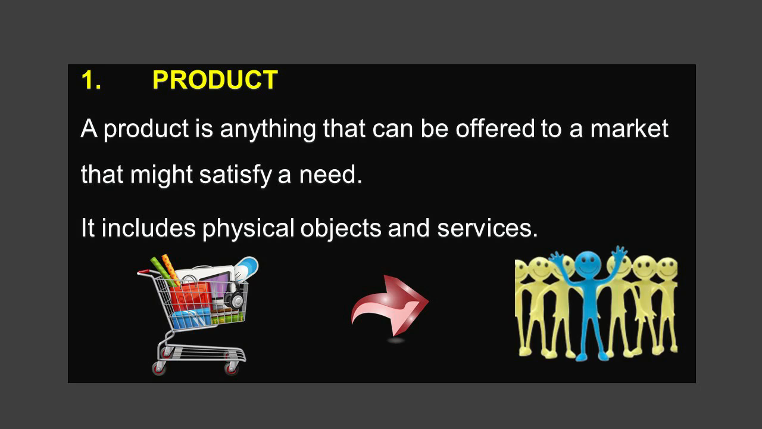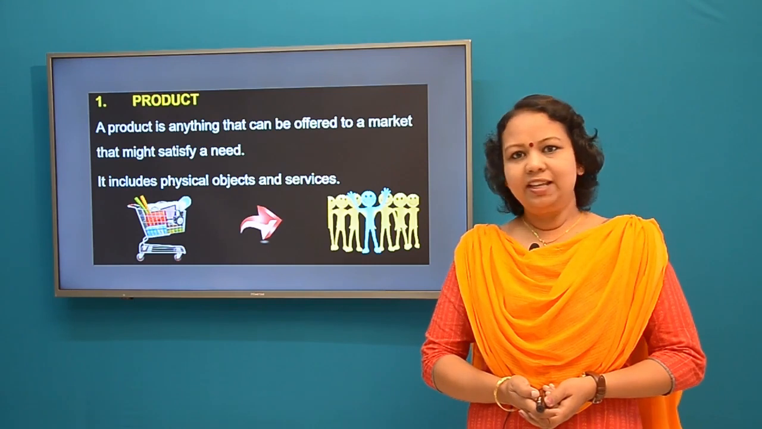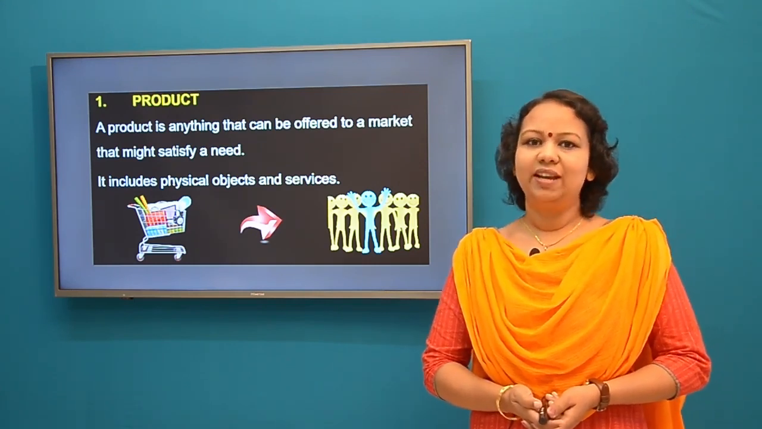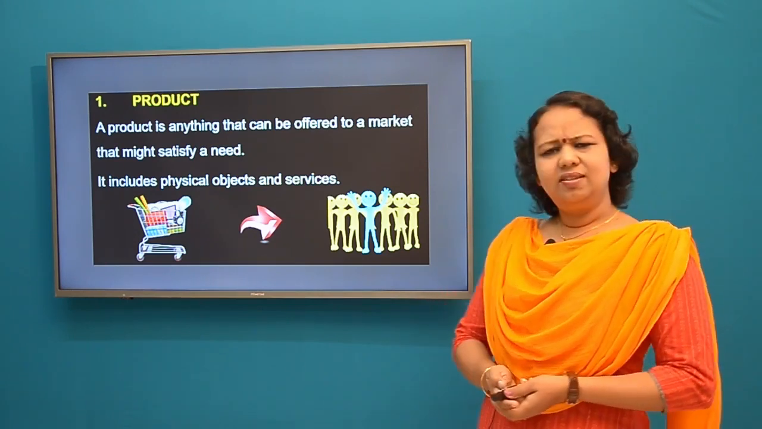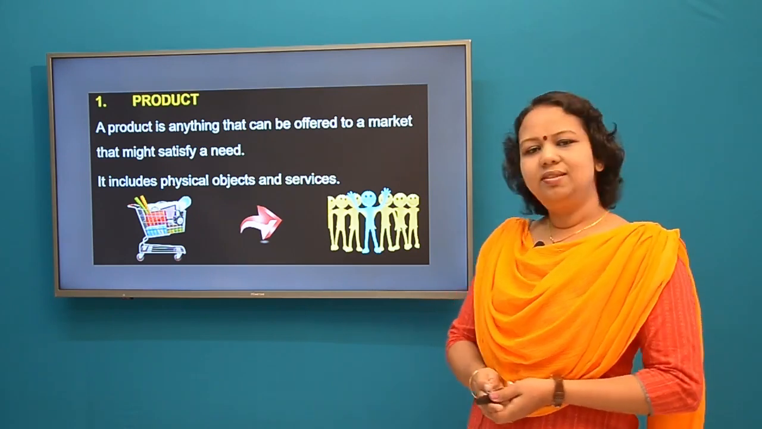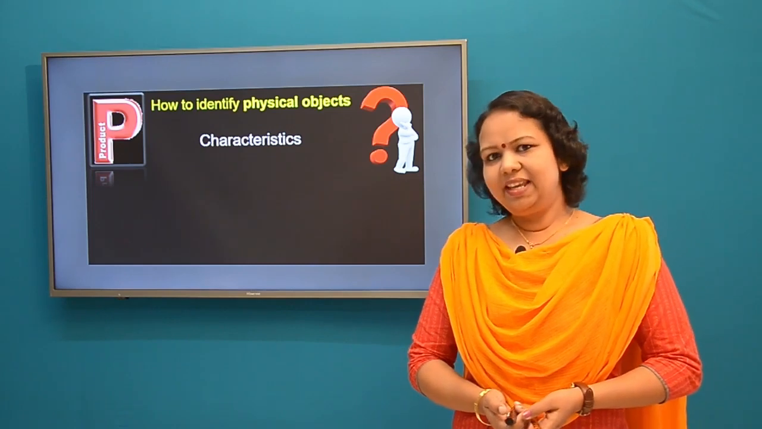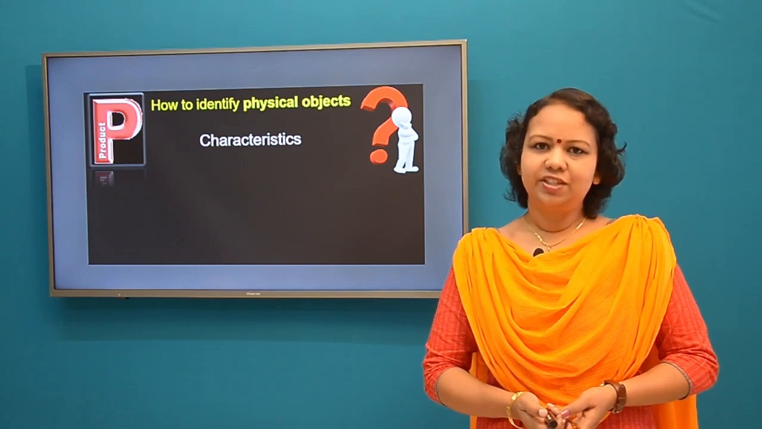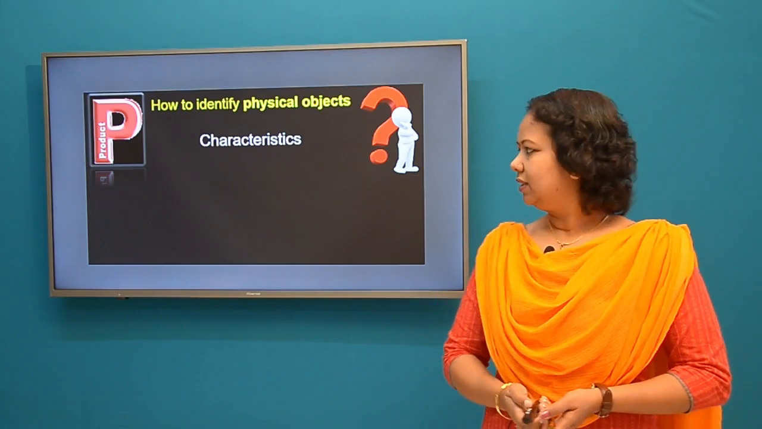And it includes physical objects or services also. Now, how do we identify the wants and needs? We already said that we identify the wants and needs by conducting market research. Now, let's see what is this physical object and what is this service. How will you identify that? Now, let's see how we can identify a product. There are certain characteristics for a product which will help you to identify a product.